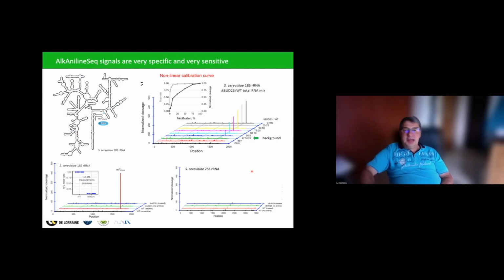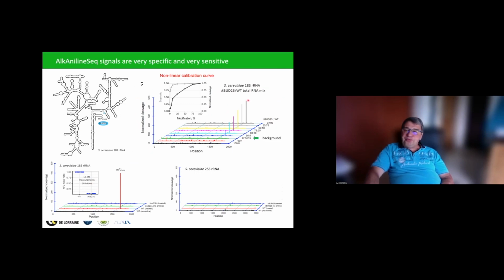So as a result, the method is really very, very sensitive, because we made this mix of ribosomal RNA from BAT23 and wild type strain. But BAT23 has no m7G in 18S ribosomal RNA, which was shown here.